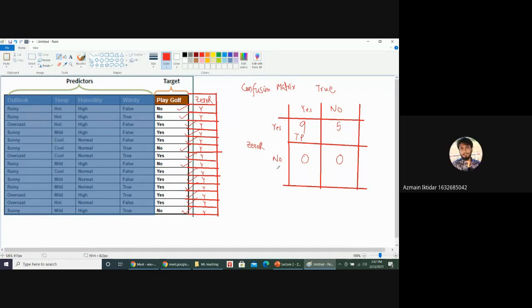Yes, sir. What about this one? What would this cell be called? This is actually negative, no. And it's being predicted negative as well. So this is true negative. Clear or not? This is actually negative and it's also been predicted as negative, true negative. Clear? What about this one, sir?